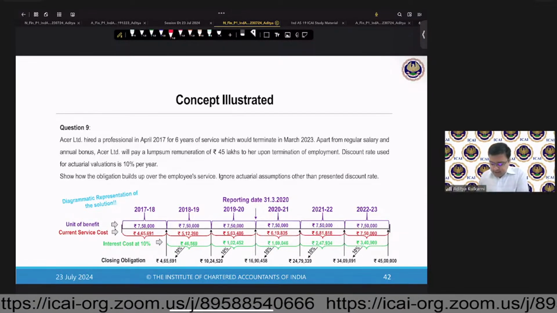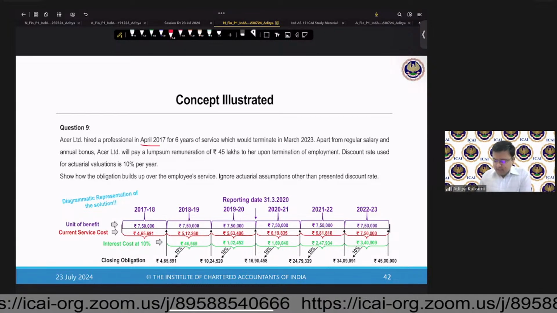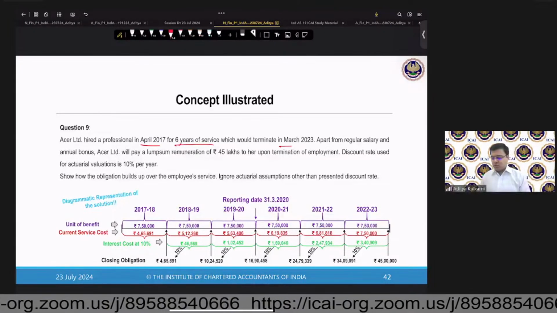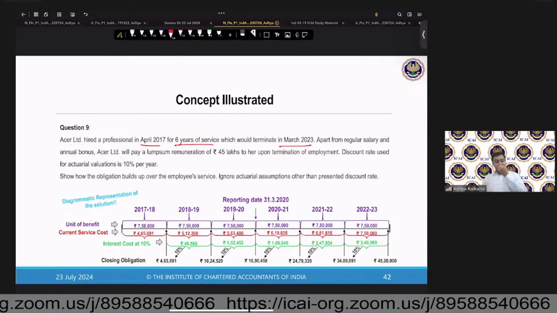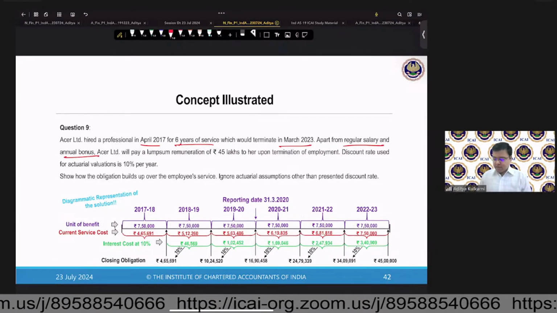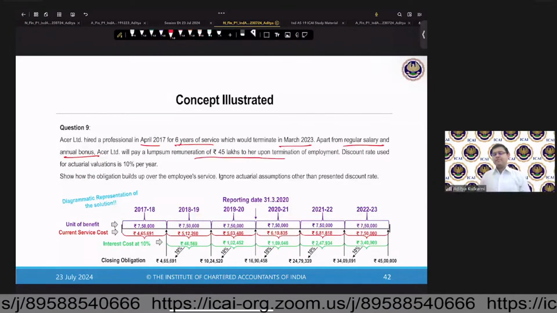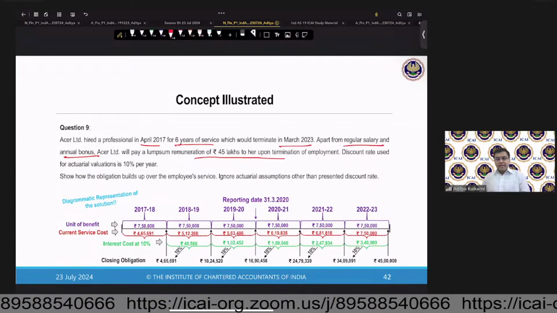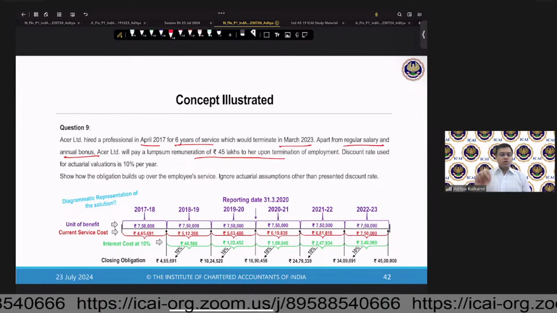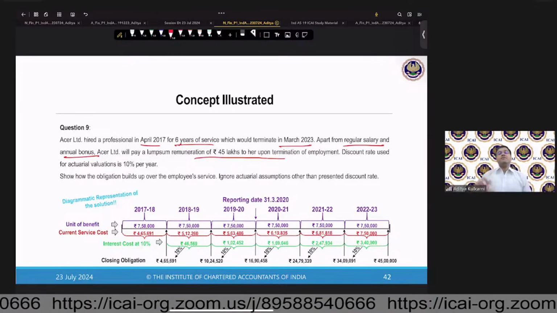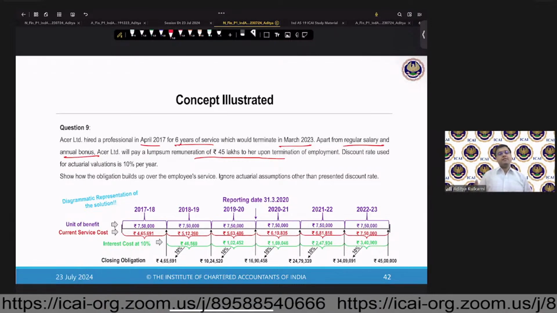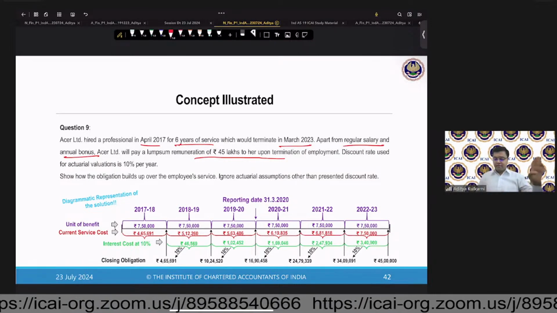Acer Limited hired a professional in April 2017 for 6 years of service, which would terminate in March 2023. Apart from regular salary and annual bonus, Acer will pay a lump sum remuneration of 45 lakhs. Is this a benefit? Answer is yes. Is the amount known? Yes. So it becomes a defined benefit. Is it obligatory upon the employer to pay this? Yes. So it becomes a defined benefit obligation.